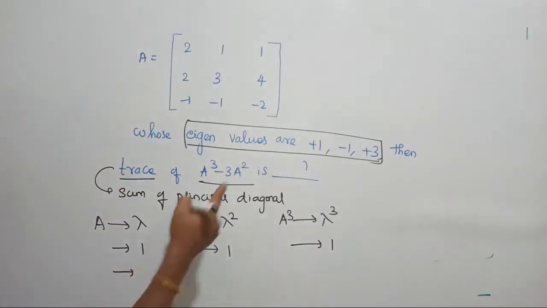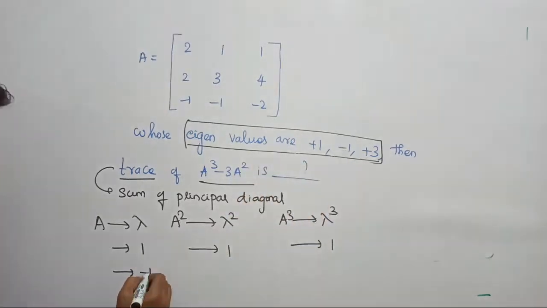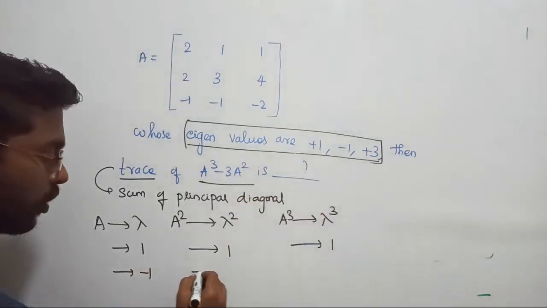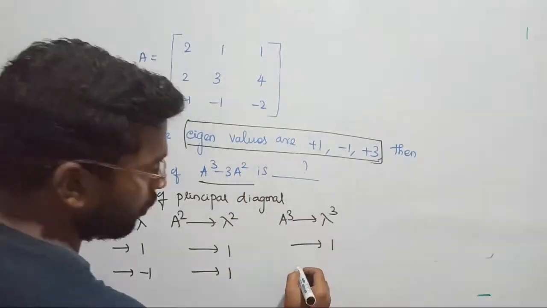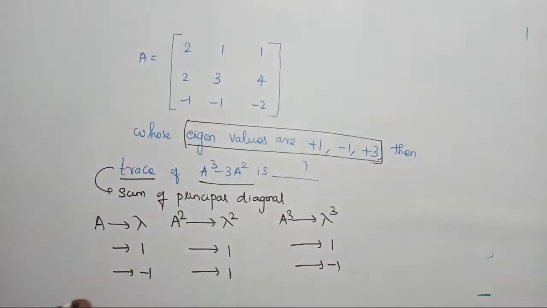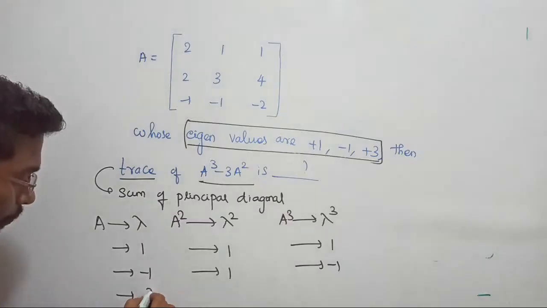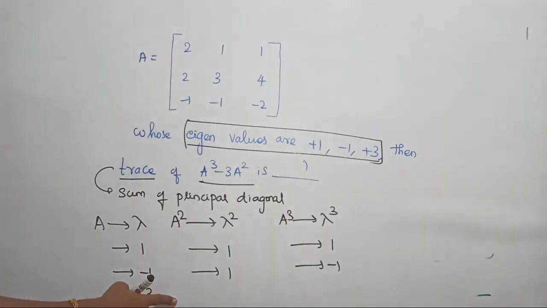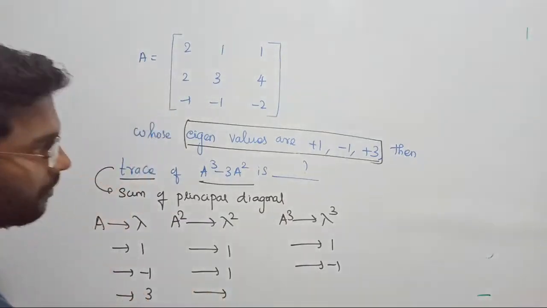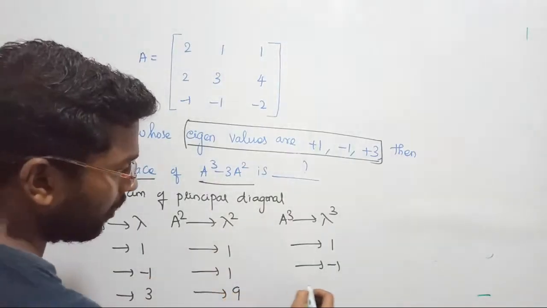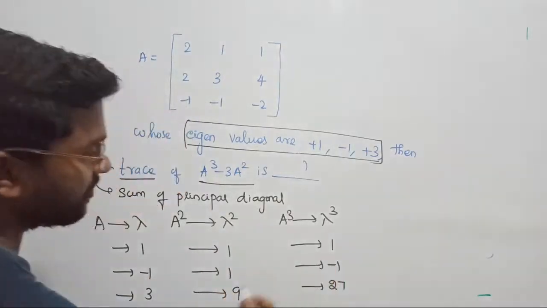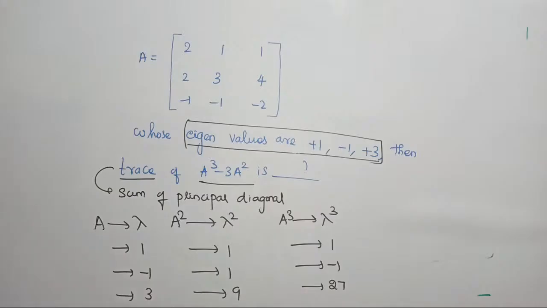Suppose for A, we have 3 eigenvalues. Similarly, here it is minus 1. Then minus 1 whole square will become plus 1. Minus 1 whole cube will become minus 1. Similarly, here I have plus 3. Is it visible that I am writing here? Yes, that is visible, right? So here 3 square will become 9 and here it is going to be 27, because 3 cube will be 27 for A cube.